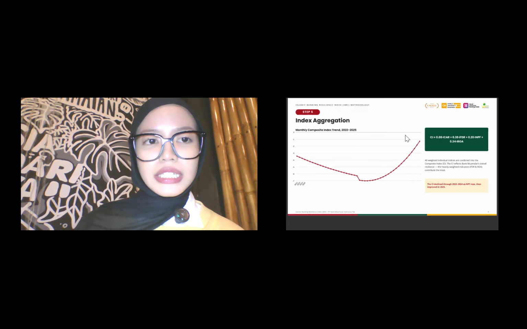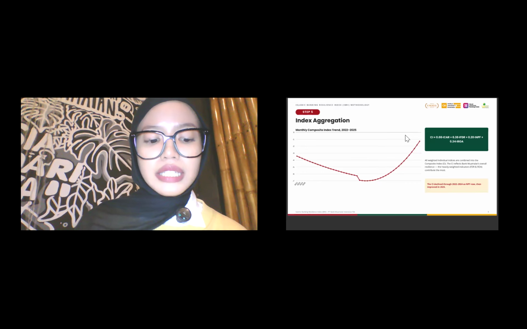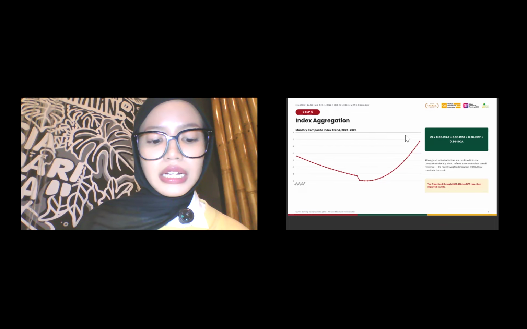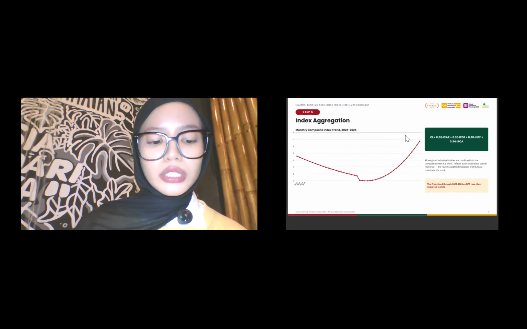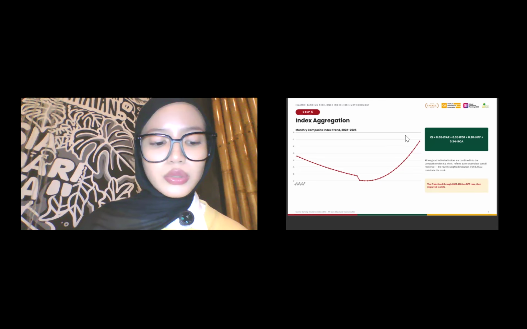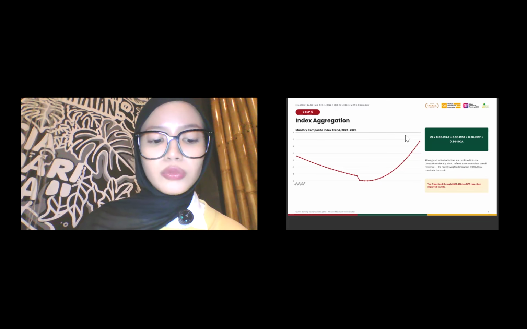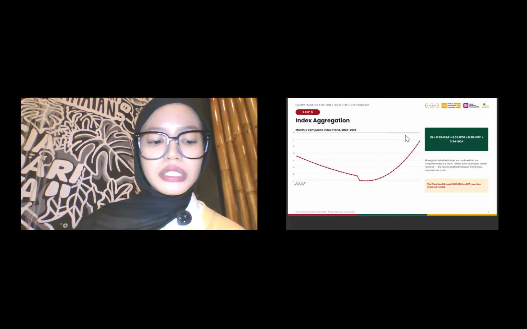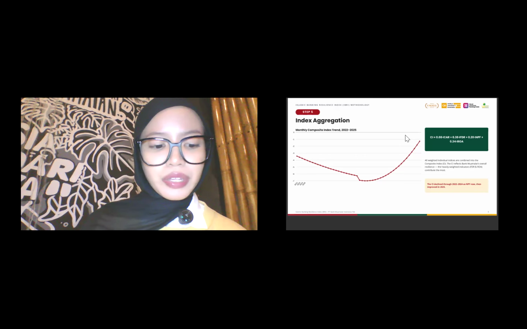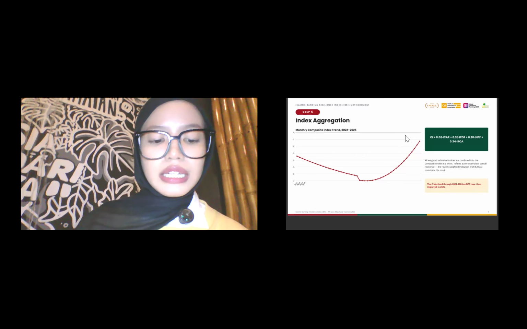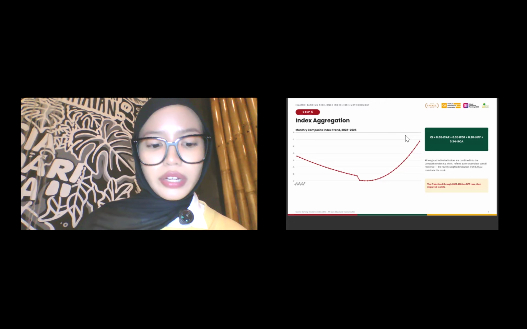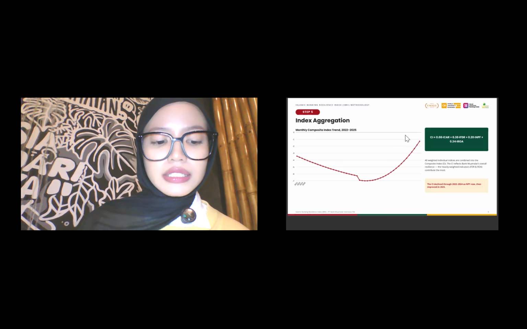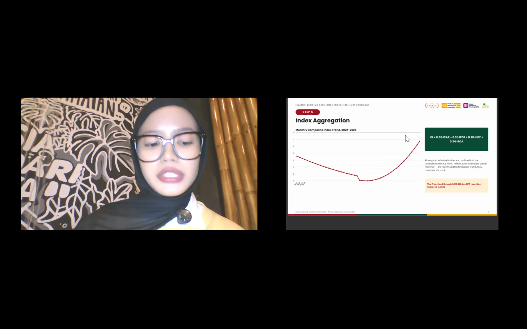So next, index aggregation. In this step, all weighted indicators are combined into one composite index. The formula shown here calculates the overall resilience score. Looking at the graph, the composite index declined from 2022 to 2025 mainly due to the increase in NPF. However, the index slightly improved in 2025, indicating some recovery in resilience.